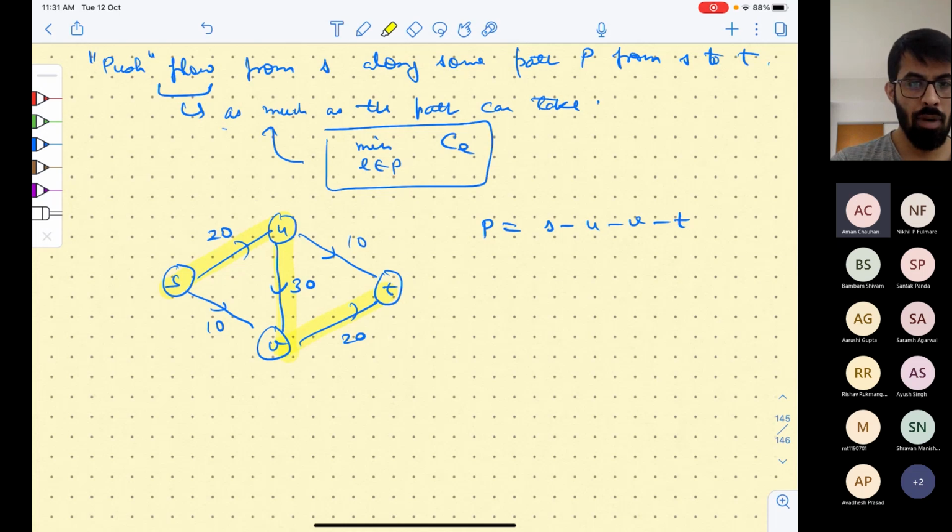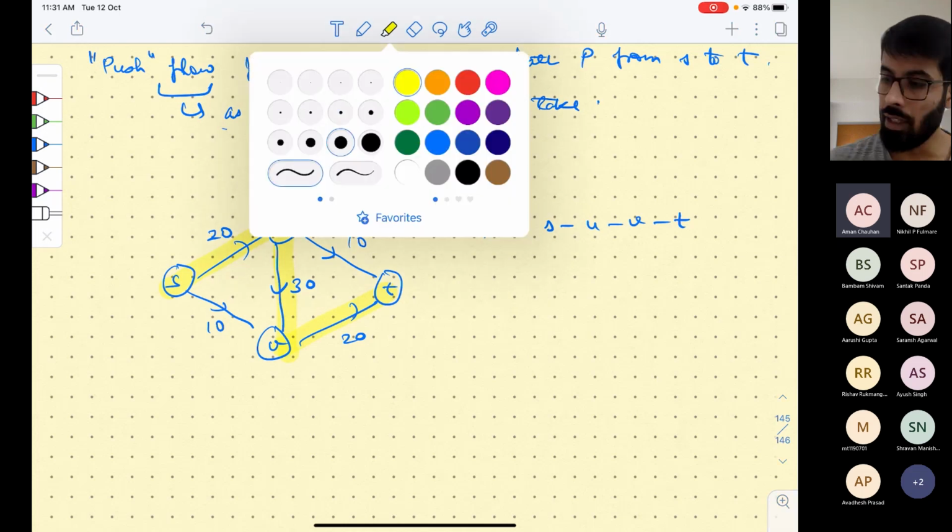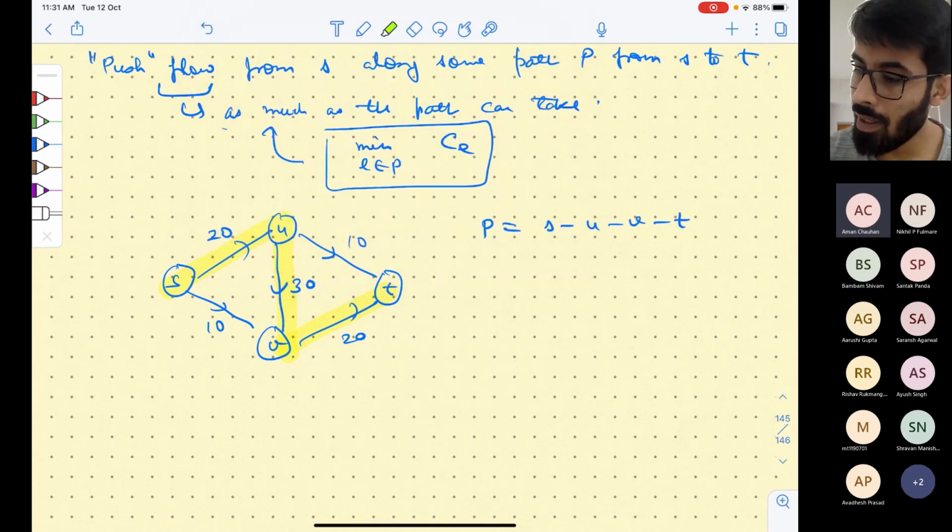Is that marker visible? Okay, fine. Should I use some other color?